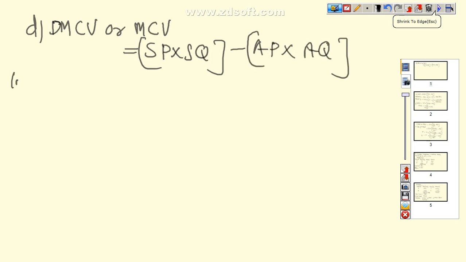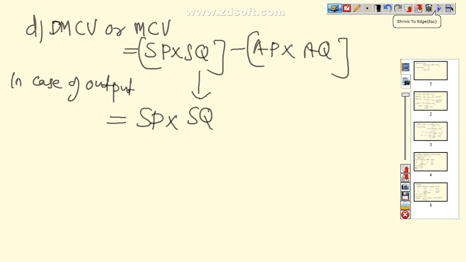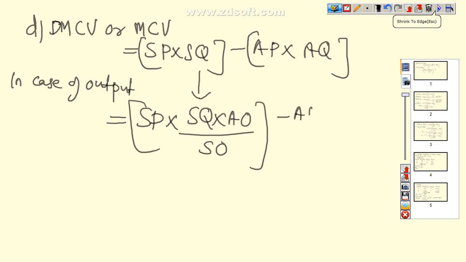In case of output, we have to make a change in the formula. Wherever standard quantity is there in the main formula, we have to change it there. That is equal to standard price multiplied by standard quantity into actual output upon standard output minus actual price multiplied by actual quantity. There are two materials, A as well as B.